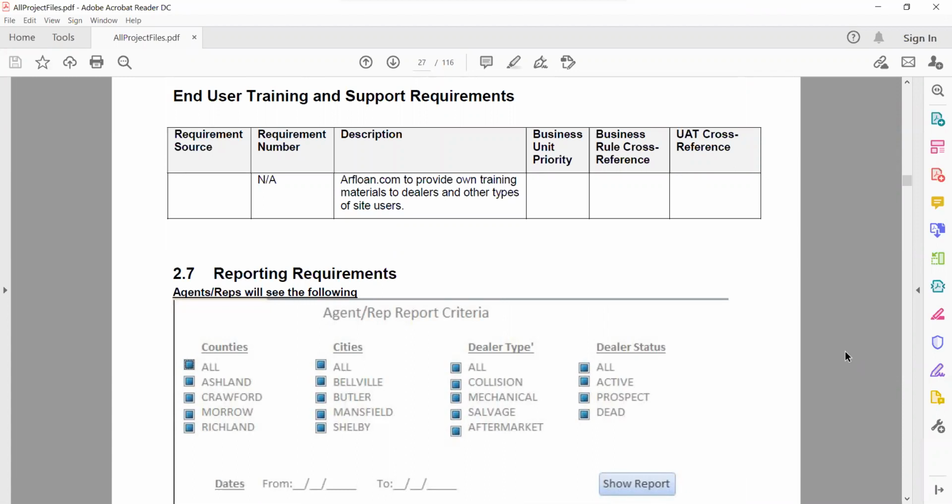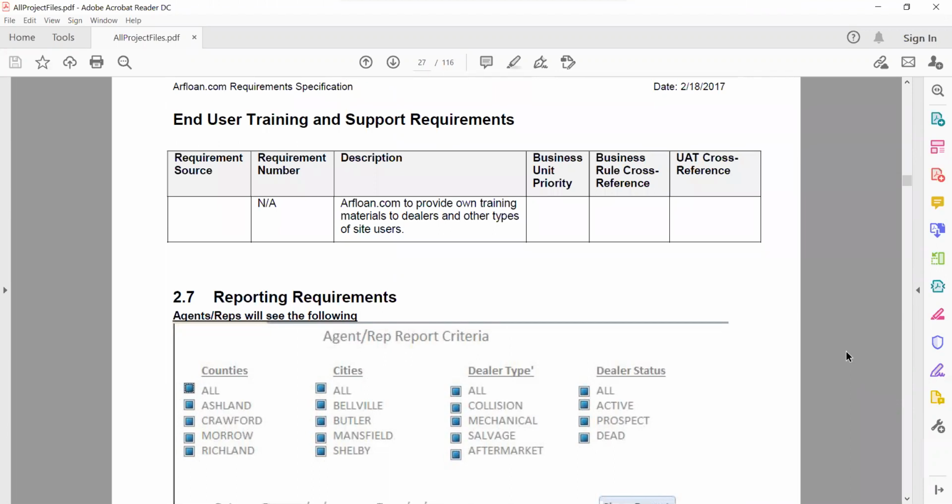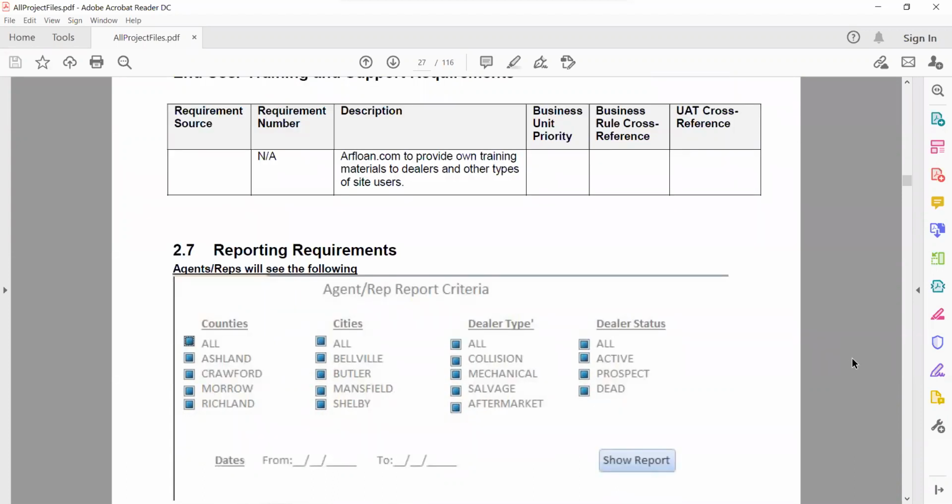And the one above that talks about any additional, what we call a non-functional requirement, which talks about: do I need to build any training? Whenever I build a new system, do I have to provide training to my users, or is the system going to be self-intuitive for any users to pick up and start using? In this scenario, the description says that Arfloan.com will provide their own training materials. So you as a system developer don't have to create any training material for the system.